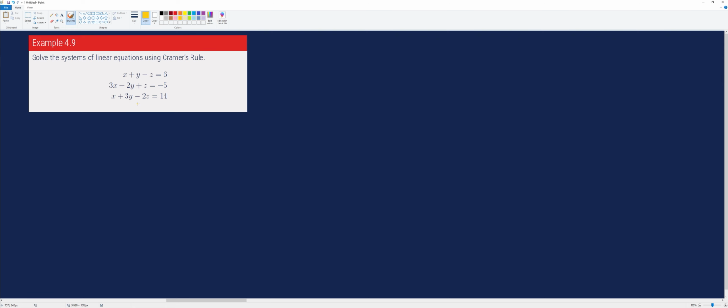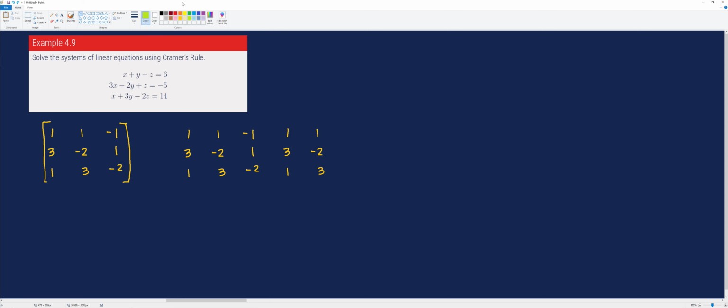So the first step is to create a matrix using the coefficients of our variables, that is 1, 1, and negative 1, 3, negative 2, and 1. And for our last row, that is 1, 3, and negative 2. Next, we calculate the determinant of this matrix using the shortcut method.